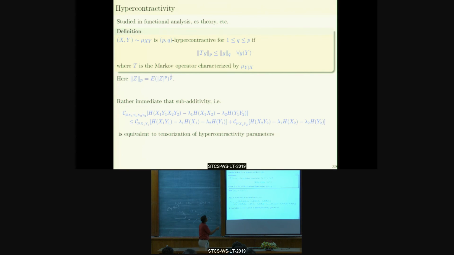No, you mean P and Q. If P equals Q, it's trivially true. So you're really interested in P much larger than Q, but then it may not be hypercontractive, right? So for every Markov chain you need to figure out which is the right P and Q, and that's a hard question. That's a non-convex problem. I'll come to that in a minute.